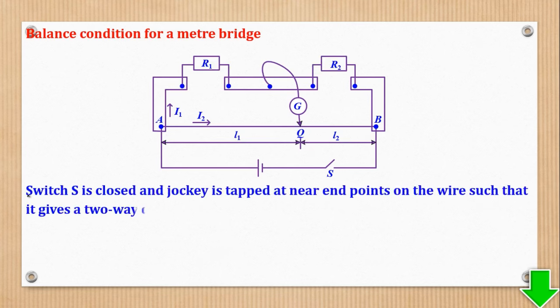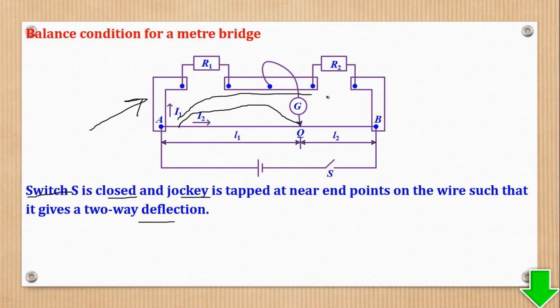Let's see how we can get the balance condition. Switch S is closed and the jockey is tapped near the end points on the wire such that it gives a two-way deflection. This helps you to know whether you will be able to get a balance point or not. If you tap the jockey near end A and it deflects to the left, and then you put it near end B and it deflects to the right, it implies that at a certain point it will show no deflection.